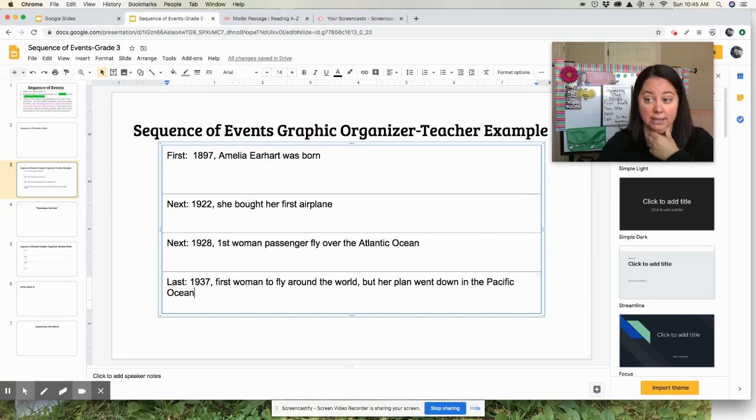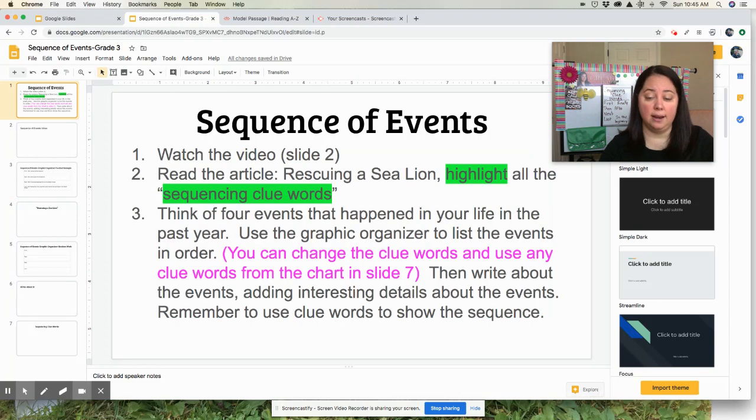So what your job is going to be next is you are going to read an article about rescuing sea lions, and as you're reading it, you're going to do what I was doing. You are going to circle dates, you're going to highlight clue words, and you're going to save your work. And then after you're done reading the article and identifying the clue words and the dates, you are going to think of 4 events that happened in your life this past year. So far it's 2020. So think of 4 things that have happened in 2020 so far.